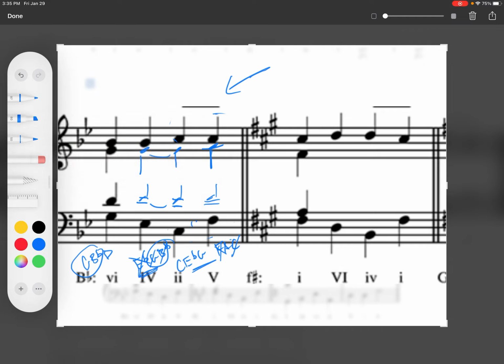Okay, so if you're looking at this, if we're trying to identify the technique used here for our root motion of a 4th, what do we have? We have a common tone, we have stepwise, so that was technique number 1, common tone and stepwise.